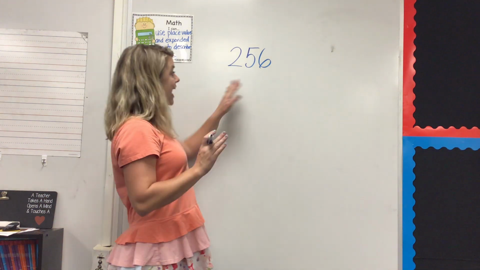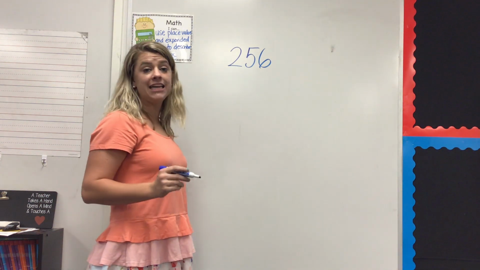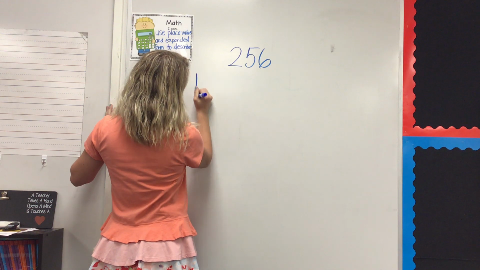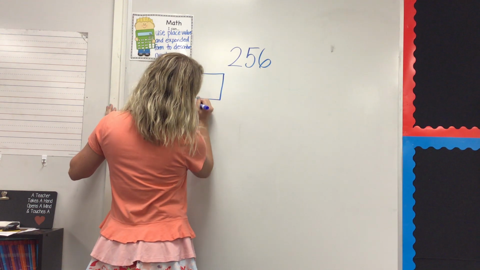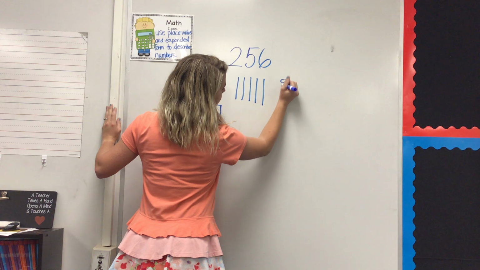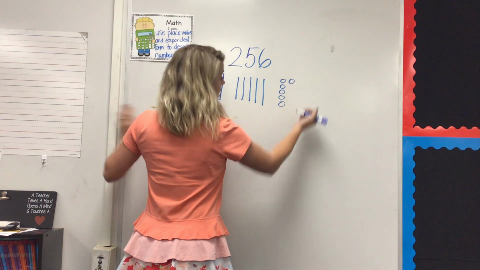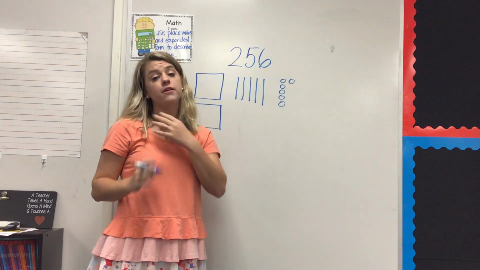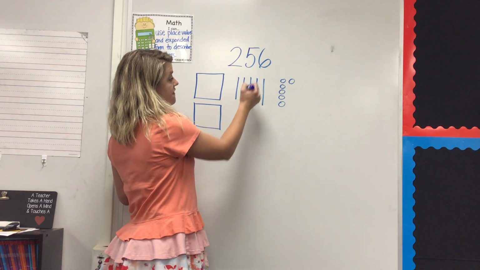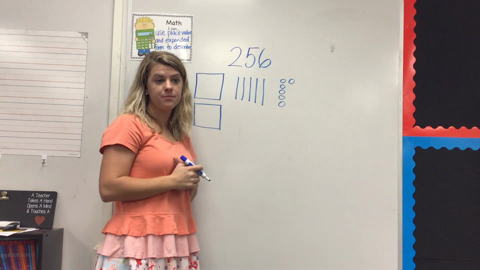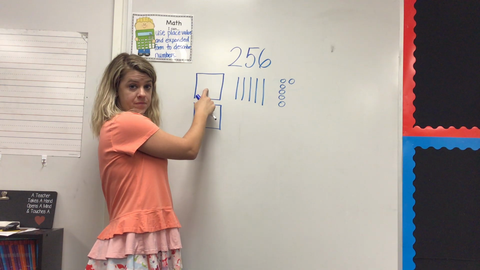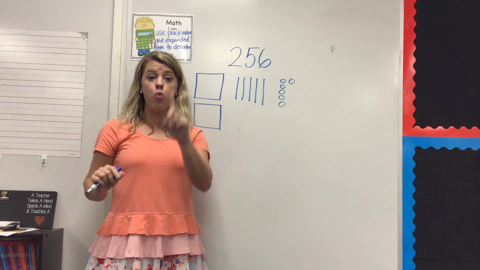Now, after I see that my number is 256 in standard form, I am going to draw a quick picture of that. So here we go, 256. All right, so this is what we were working on last week, was drawing those quick pictures, right? So I know that I needed 2 hundreds flats, 5 10 rods, and 6 ones, right? Okay, now, how much is this flat worth? Very good. This flat is worth 100.